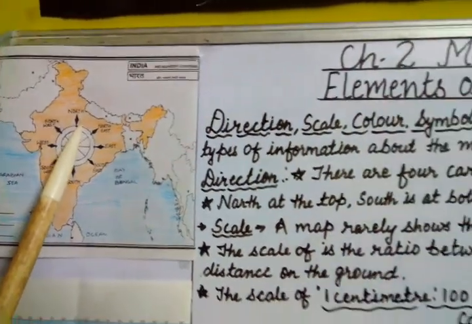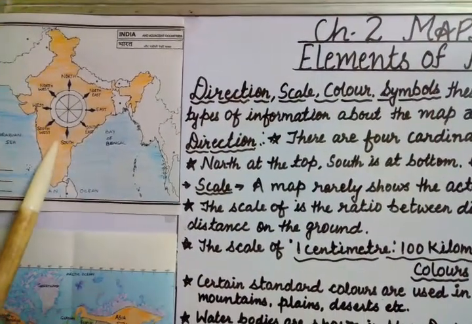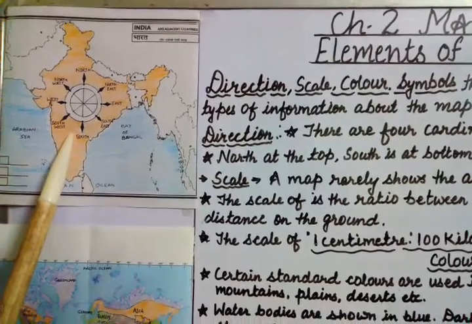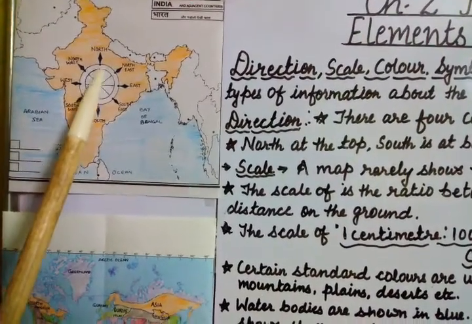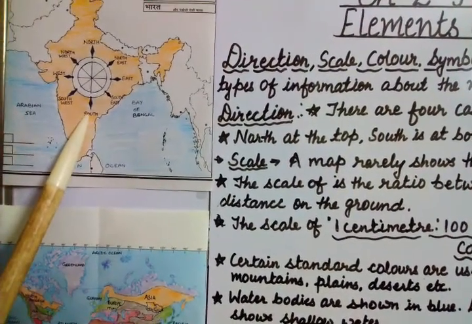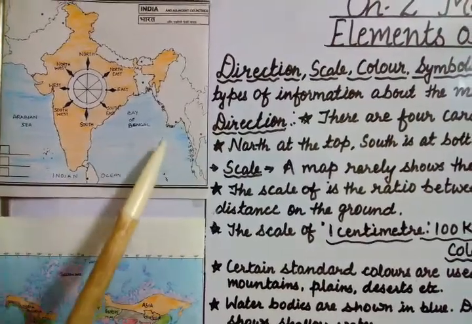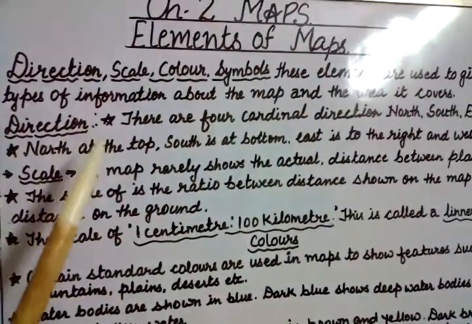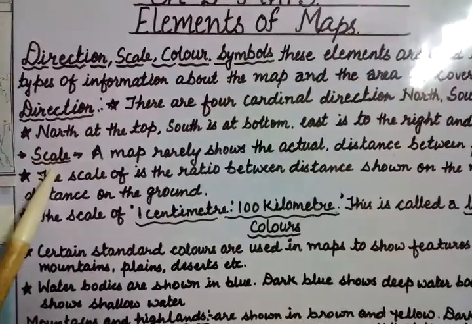We always mention north at the top and south at the bottom. We can mention N for north and S for south. These are the 4 main cardinal directions for the map. The third one is scale.